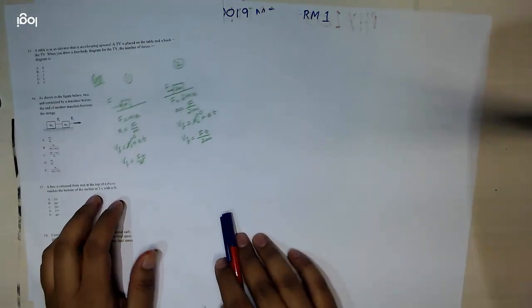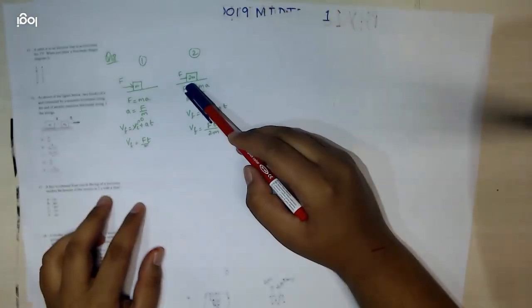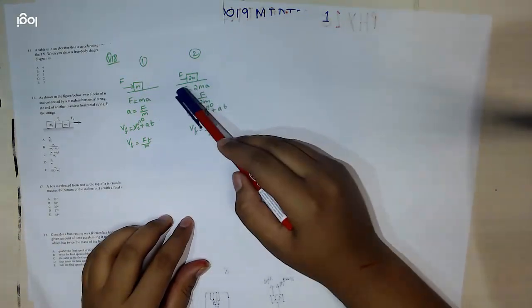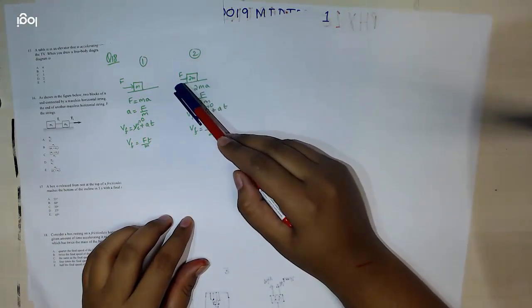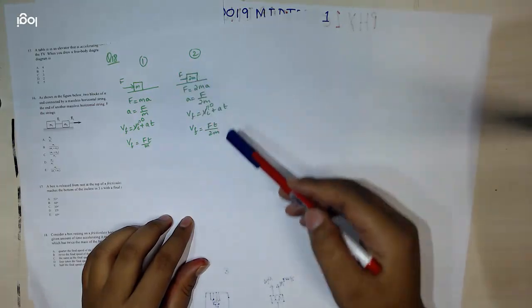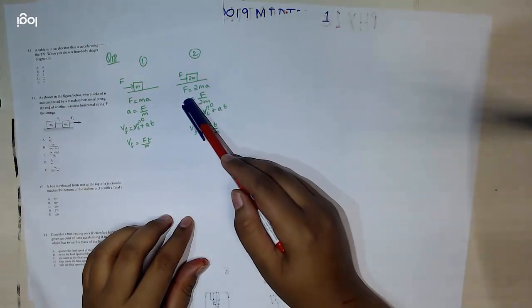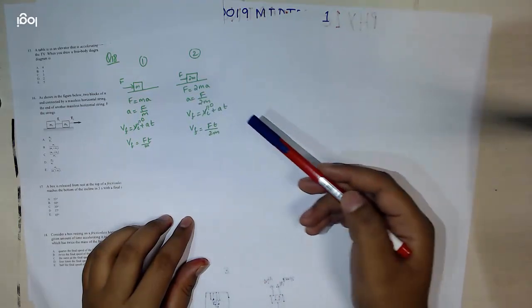So in the second scenario, now the mass of the box is twice that of the first one. So its mass will be 2m and the same horizontal force is acting on it. So this will be F is equal to 2ma, and then a will be equal to F over 2m.